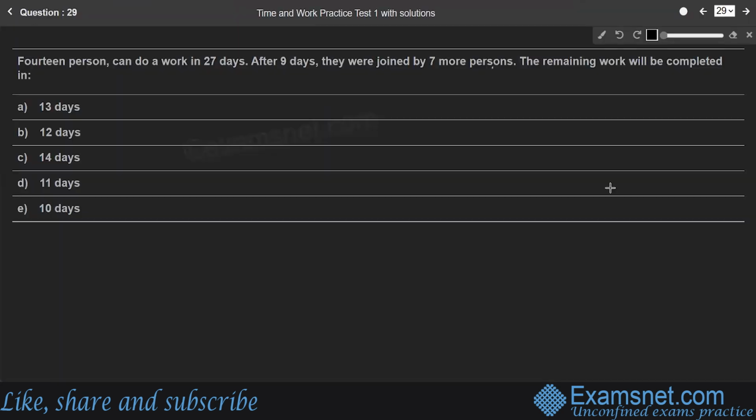Question 29. 14 persons can do a work in 27 days. After 9 days, they were joined by 7 more persons. The remaining work will be completed in? So here students, for the first 9 days, 14 persons will work. After 9 days, 7 more persons will join them. So the number of persons will be 14 plus 7, 21 persons.